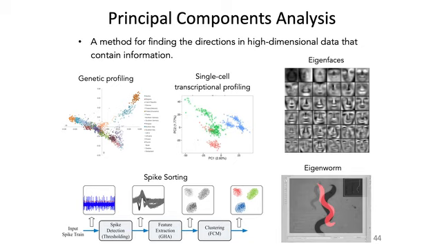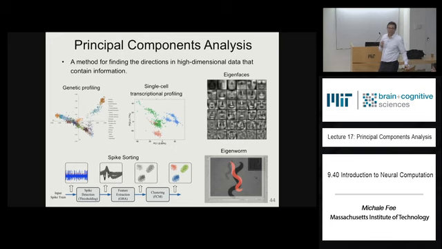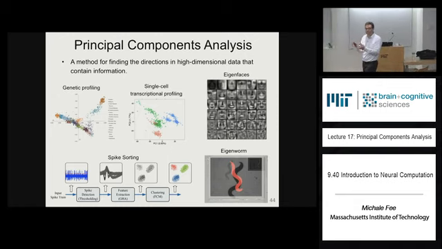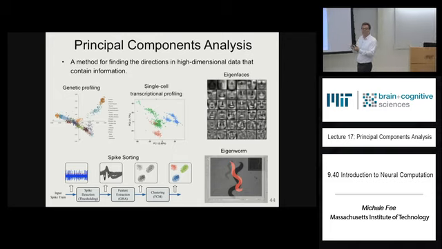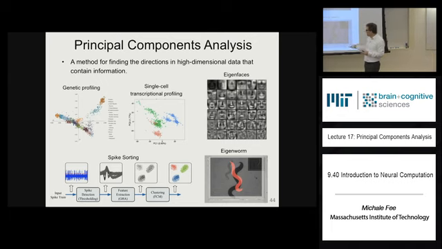You can use principal components analysis to decompose spike waveforms into different spikes. This is a very common way of doing spike sorting. So when you stick an electrode in the brain, you record from different cells at the end of the electrode. Each one of those has a slightly different waveform, and you can use this method to extract the different waveforms.